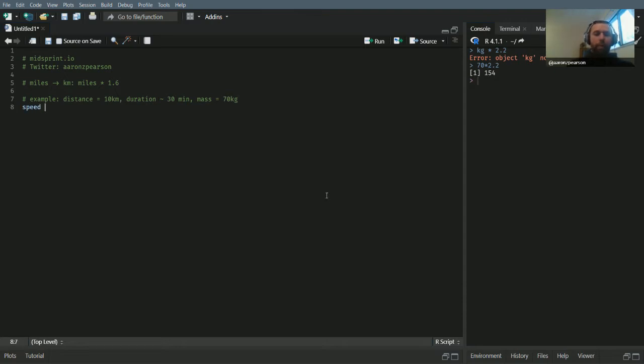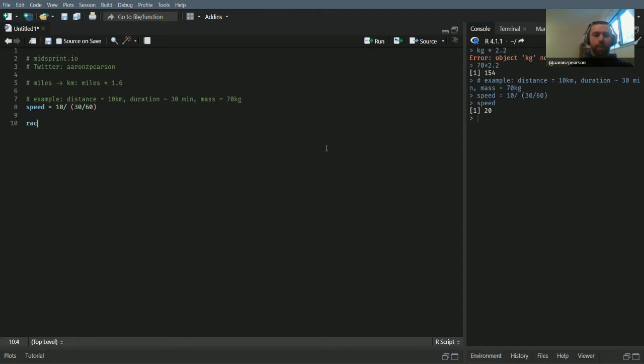So we want to know our speed. Our speed is then 10 kilometers divided by however many hours. So 30 minutes is half. So 30 minutes over 60 minutes per hour, and we get the individual speed of 20 kilometers per hour. So this is a pretty good pace that the individual is going at. It's a fast jog, nothing unbearable.